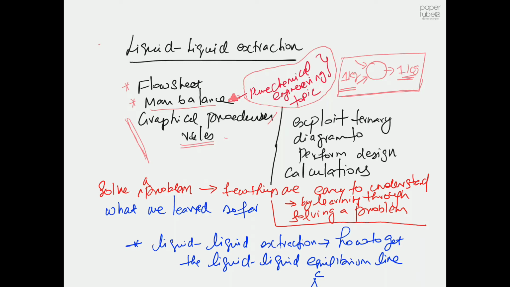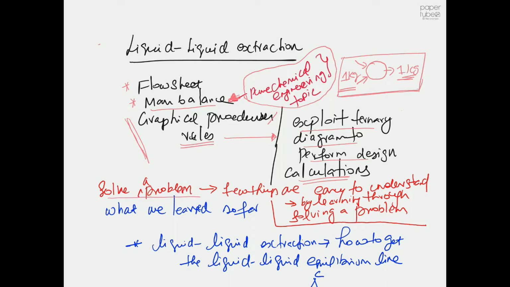So these graphical rules, what are they? This is to exploit your ternary diagram to perform design calculations. I already showed you how we perform an experiment to get liquid equilibrium data, and then how to plot them on a ternary diagram. We went very slowly for a reason. I'm 100% sure you all have practiced how to plot your liquid equilibrium data on a ternary diagram. If you know that one, then we can go to the next step, which we are going to learn in this lecture. And then we are going to solve a problem.